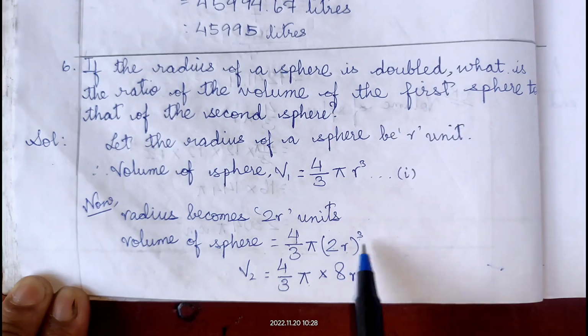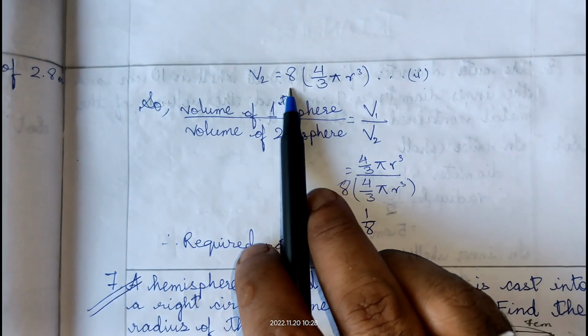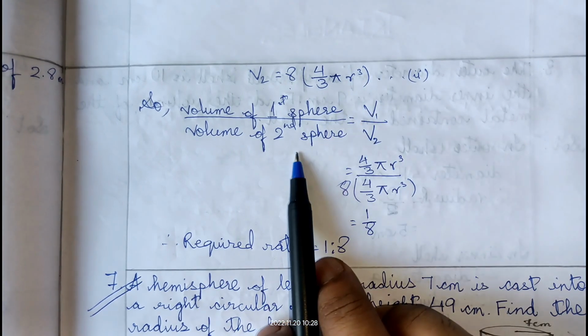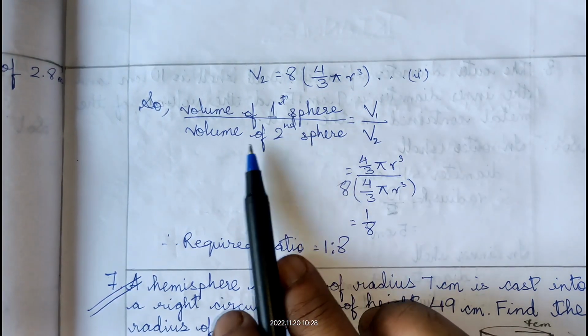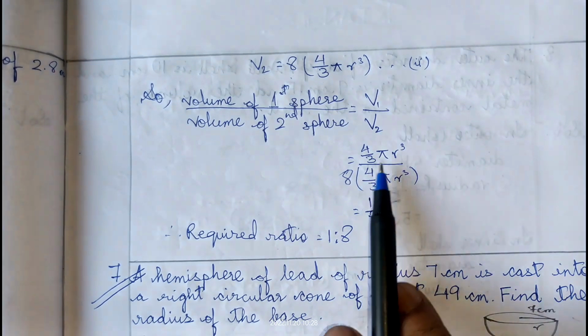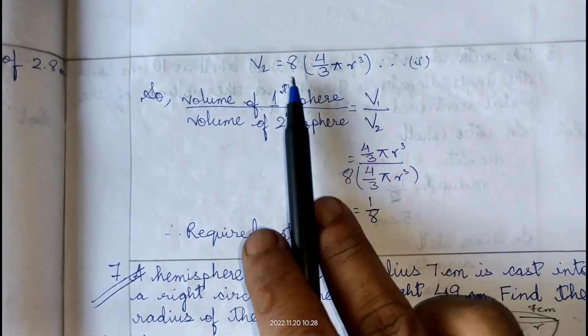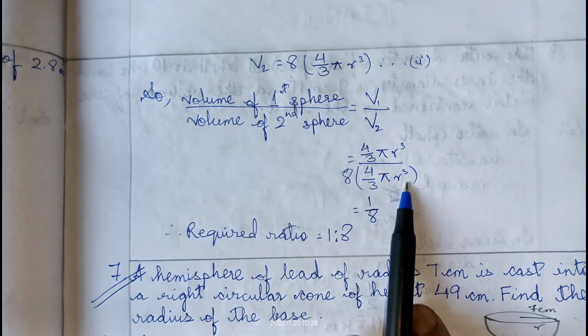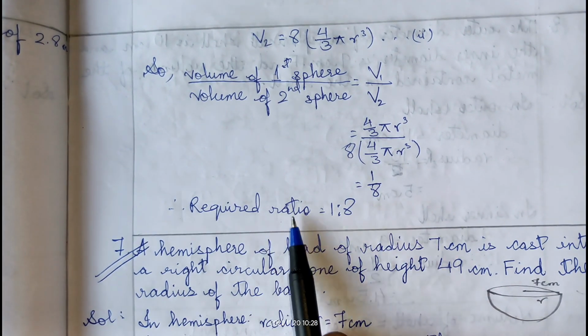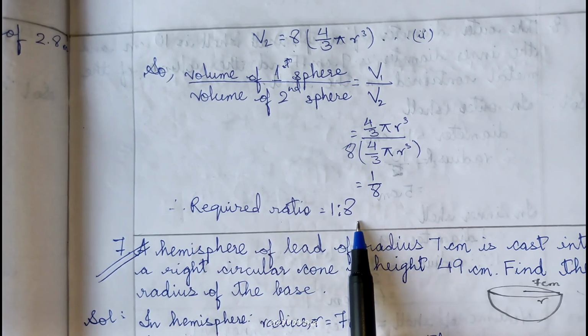2 cube is 8 r cube. If we write 8 outside, then V2 will be 8 into 4 by 3 pi r cube. Now we want ratio of the volume of the first sphere to the volume of the second sphere, that is V1 by V2. V1 we got 4 by 3 pi r cube, and V2 is 8 into 4 by 3 pi r cube. These two parts will be cancelled, so we are left with 1 by 8. Therefore, required ratio is 1:8.